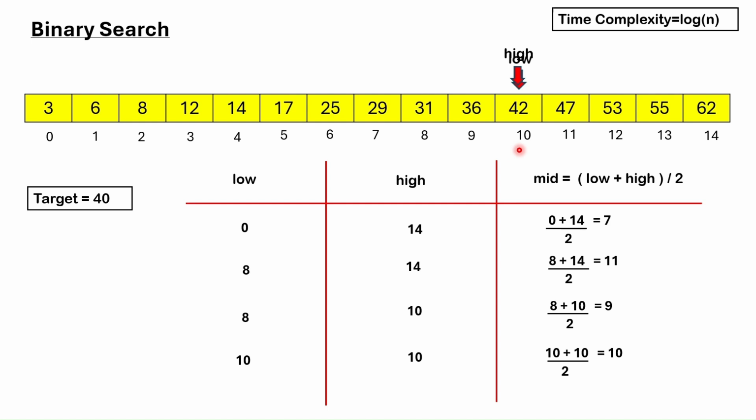So we will ignore the right portion of the array. So how will we ignore the right portion of the array? By moving the high to mid minus 1. So we'll move high to mid minus 1. So my mid is 10, so my low would again be 10 and my high will be mid minus 1, and that will be 9. But wait, my low has become greater than high. So at this point we will stop searching, because we will know that this element is not present in our array.